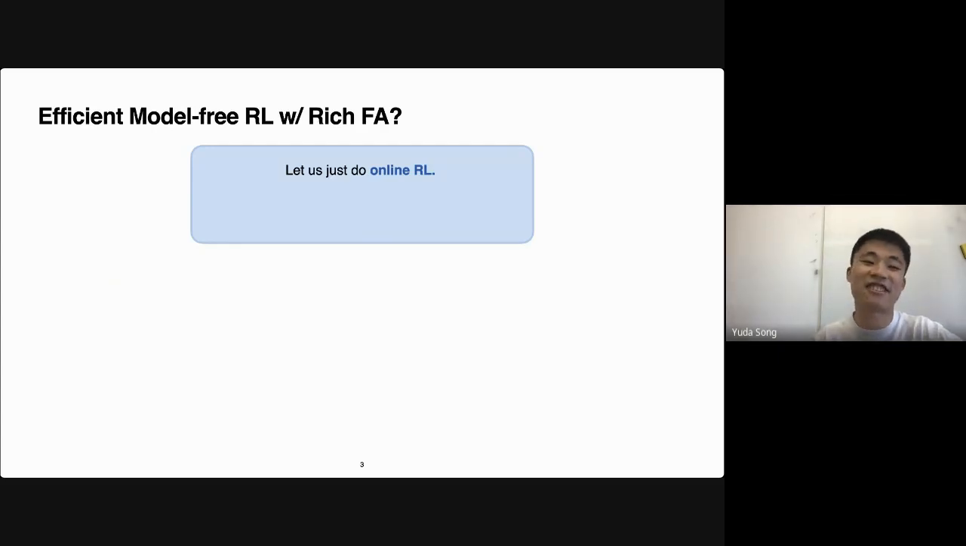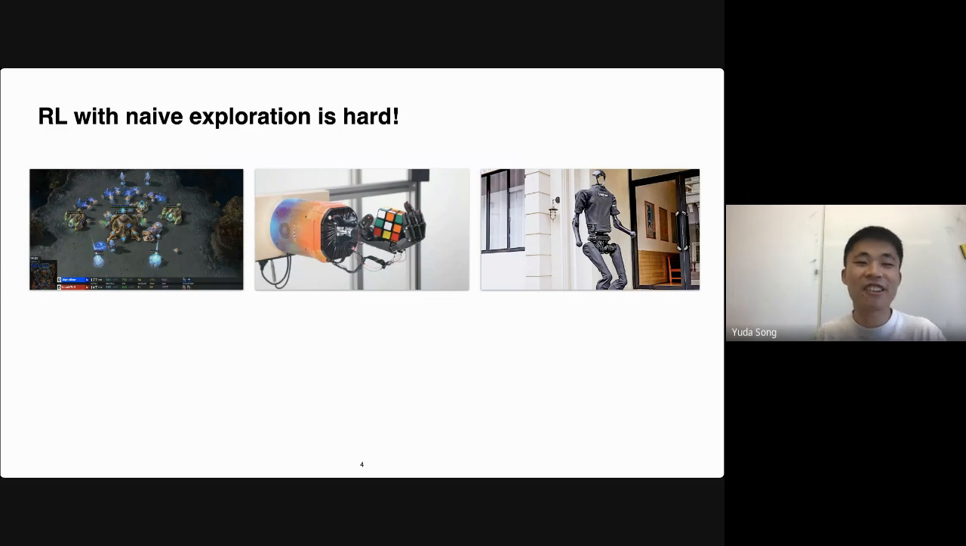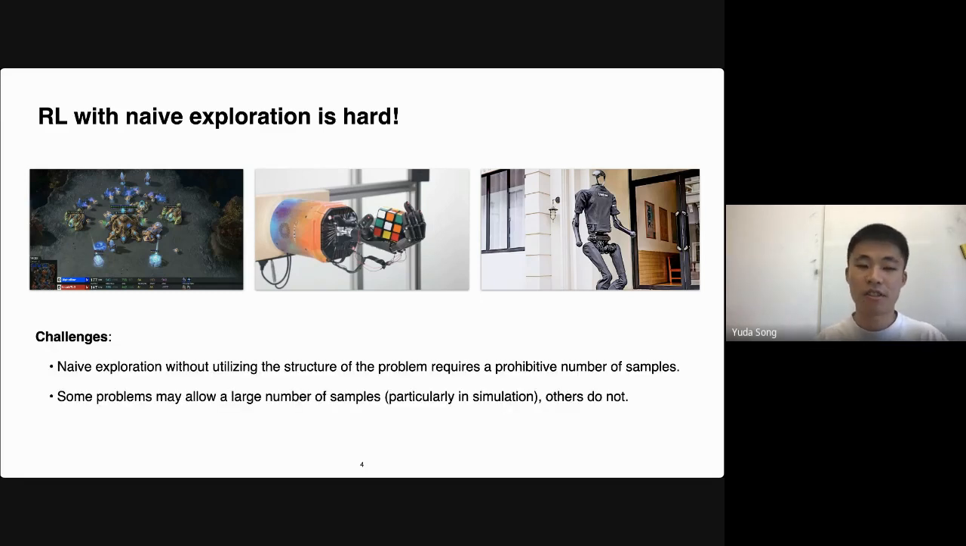Okay, let's try to answer this question, and let's attempt it with maybe the most obvious answer. So let's just try to run some popular online algorithm, say PPO, which we know has a lot of successes in the real world already. But as we also know, online RL with naive exploration, for example, if you do random exploration, say you run PPO with the entropy regularization, or you use some heuristic exploration without knowing the structure of the problem, will incur a large number of samples during training.